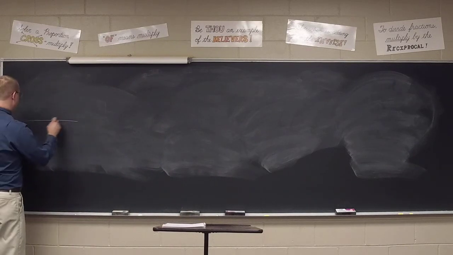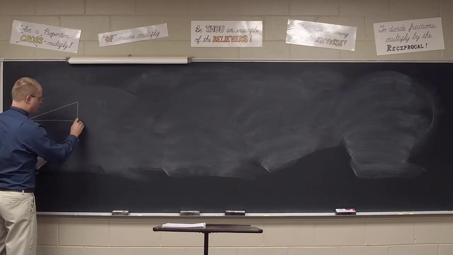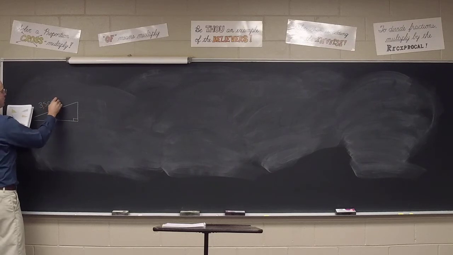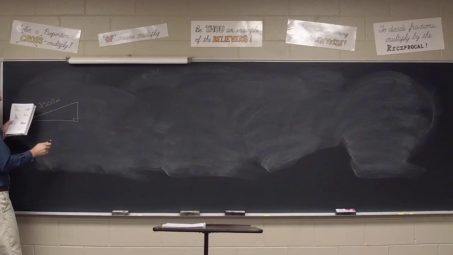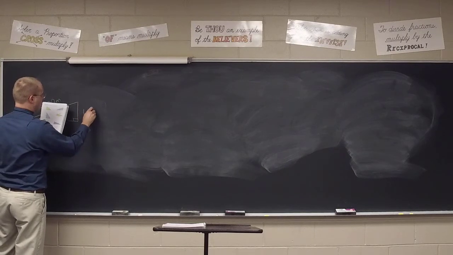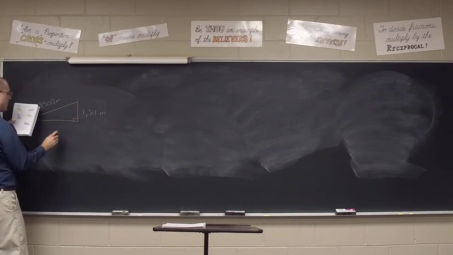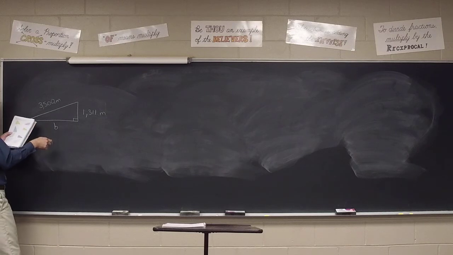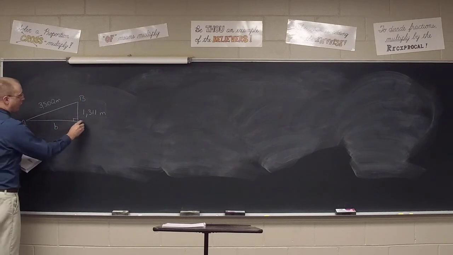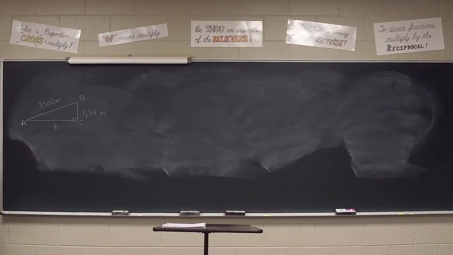You were given this relatively shallow triangle, given a hypotenuse of 3,500 meters, and given a leg here of 1,311 meters. You were asked to solve for the missing side B, missing angle B, and missing angle A. Of course, we know angle C is 90 degrees. The first thing that I told you you'll want to do is to make an accurate diagram. Good news, I already gave you one.